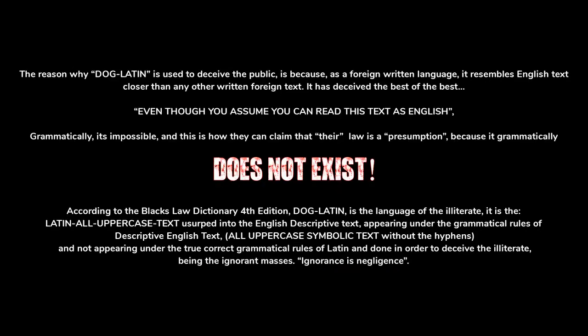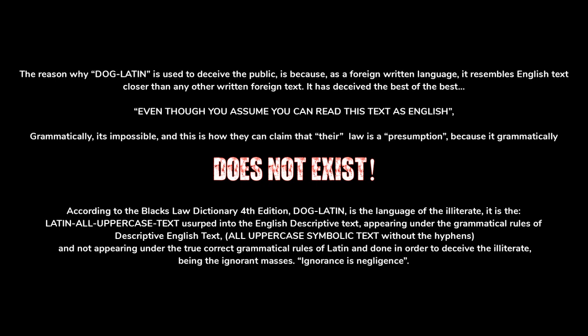The reason why Dog Latin is used to deceive the public is because, as a foreign written language, it resembles English text closer than any other written foreign text. It has deceived the best of the best. Even though you assume you can read this text as English grammatically, it's impossible, and this is how they can claim that their law is a presumption, because it grammatically does not exist.